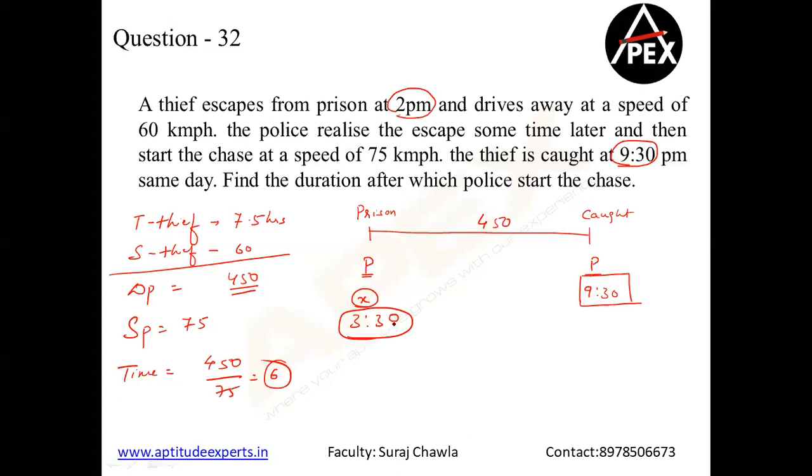Now is it clear? Some of you asked me to repeat once again. So from 2 o'clock, the thief ran away and the police started at 3:30. That means the police started 1.5 hours after the thief started. Clear, guys? Please respond, the guys who had a doubt.